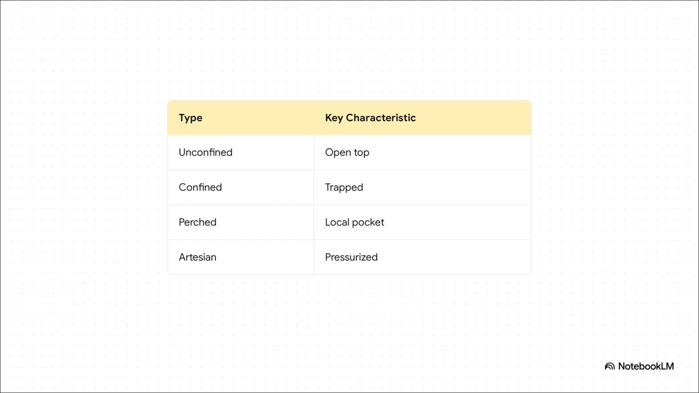Then we have the perched aquifer. Think of this as a temporary pocket of groundwater sitting on a very localized, small, impermeable layer way above the main water table. I want to explicitly shout out the perched aquifer right now, guys. It is a massive previous year question, or PYQ, favorite. Finally, the Artesian aquifer.